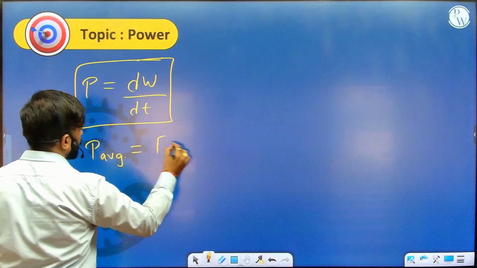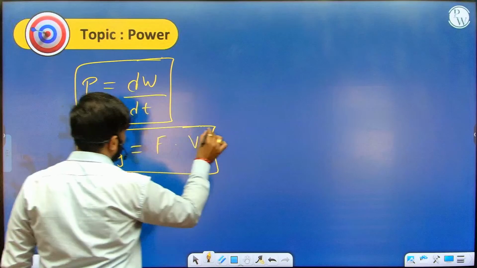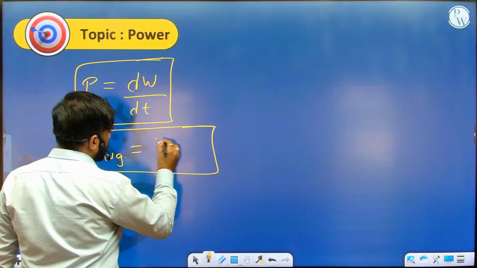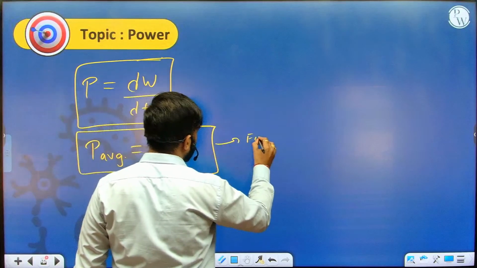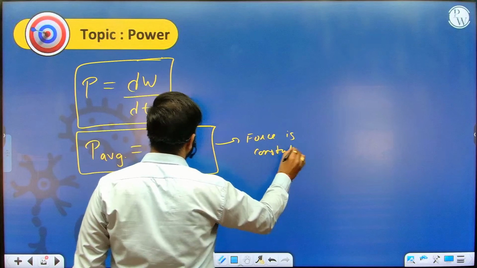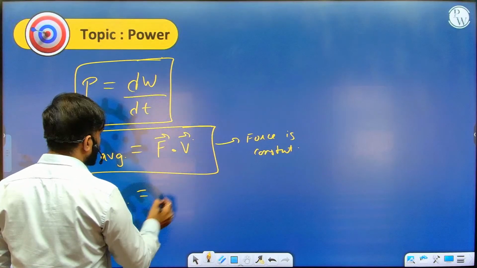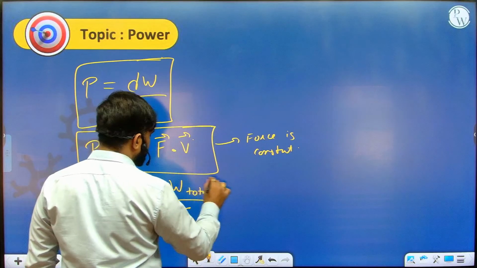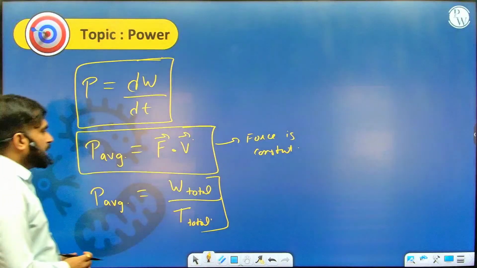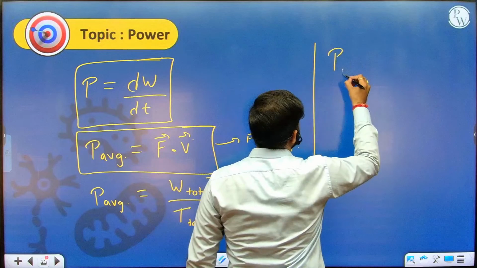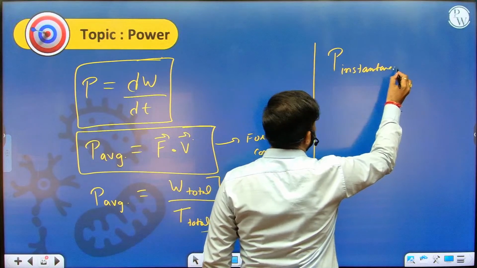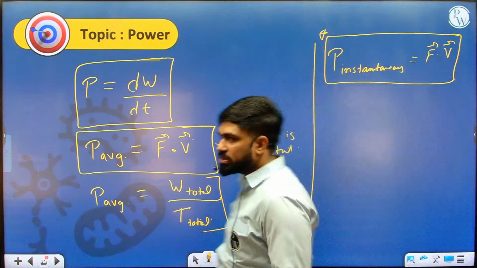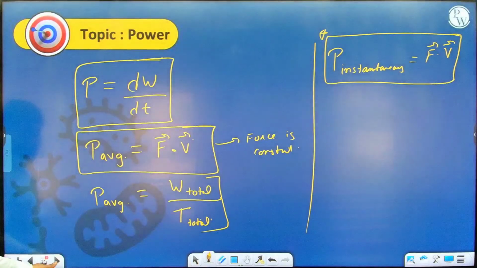Average power, if I say, comes out to be force into velocity. If you know the force and the velocity, then you just do the dot product when the force is constant. And when I don't know if the force is constant, then you just write the total work done upon the total time taken. That's how you get the average power. Check. Also, sometimes they ask the instantaneous power, which is always straightforward. So instantaneous power is also the same as when the force is constant. At a particular instant, I just need to see what's the instantaneous value of the force and what's the velocity, and we can solve it using this.